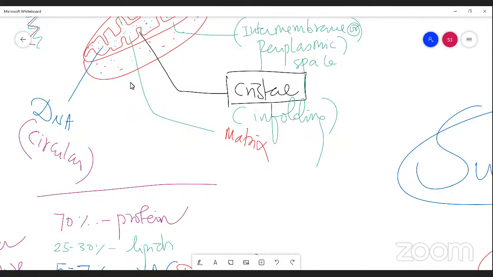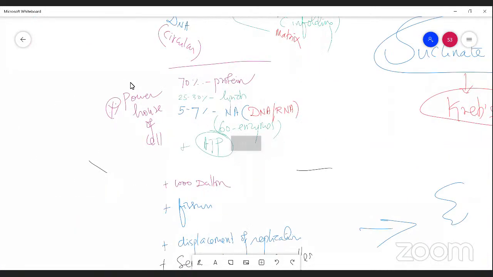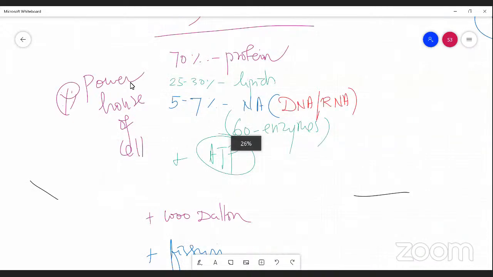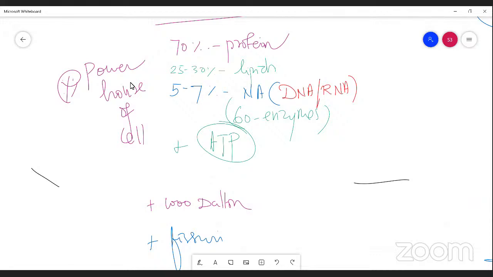Now talking about the chemical composition of mitochondria, could you talk about proteinous substances? What is the percentage of protein? Proteins, 70%. Very good. Both boys and girls, you are answering well. Then what do you understand about the lipid composition? 25 to 30%. Very good. Then could you talk about nucleic acid? DNA is about 5%, and RNA.